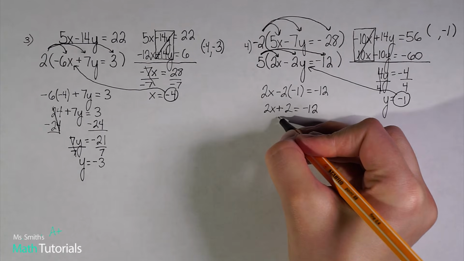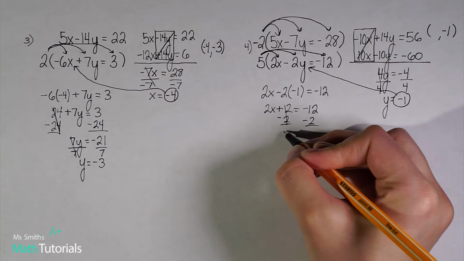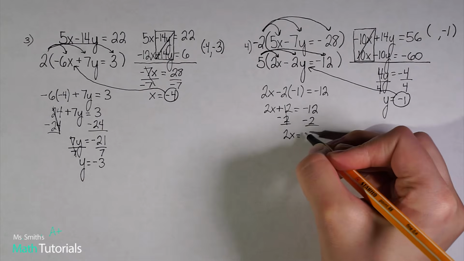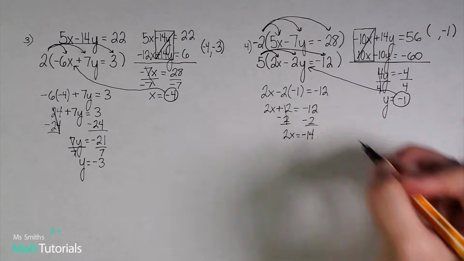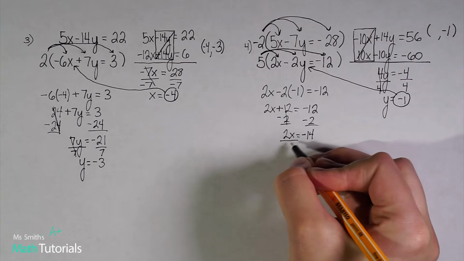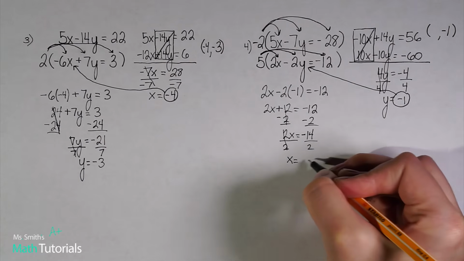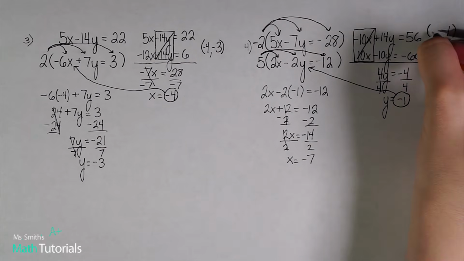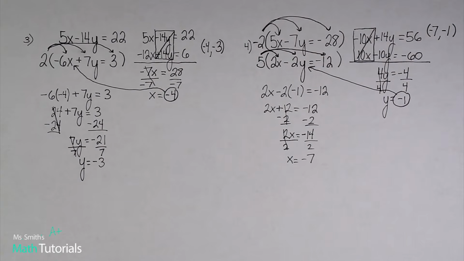Alright, I want to get my x alone, so I'm going to subtract 2 from both sides. 2x equals -12 minus 2, that would give me -14. Divide out the 2, and x is -7. So there's the next part of my answer. What is x? It is -7.